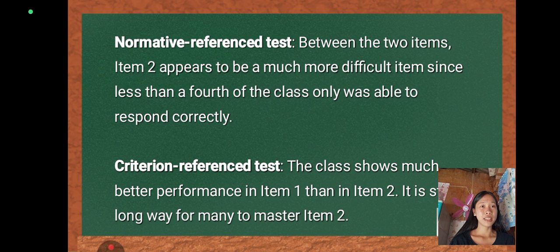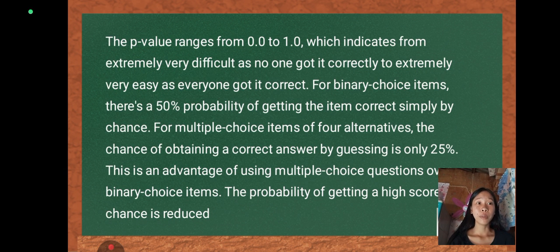So, the normative reference test and the criterion reference test. In the normative reference test, between the two items, item 2 appeared to be much more difficult since less than half of the class was able to answer it correctly. In a criterion reference test, the class shows much better performance in item 1 than in item number 2. The p-value ranges from 0.0 to 1.0, which indicates from extremely difficult, as no one got it correct, to extremely easy, as everyone got it correct.